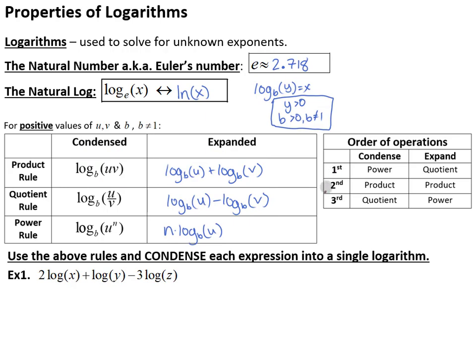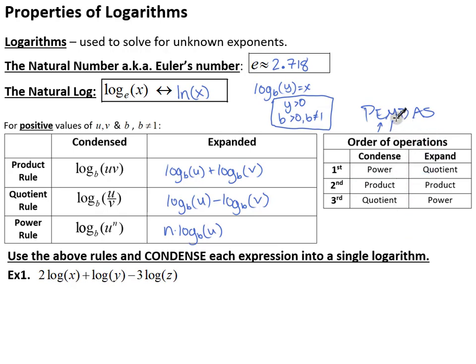So we want to kind of follow order of operations, right? So think of PEMDAS, or order of operations. Parentheses, of course, exponents. And our rule that has to do with exponents is the power rule. Multiplication, that's the product rule. Division is the quotient rule.